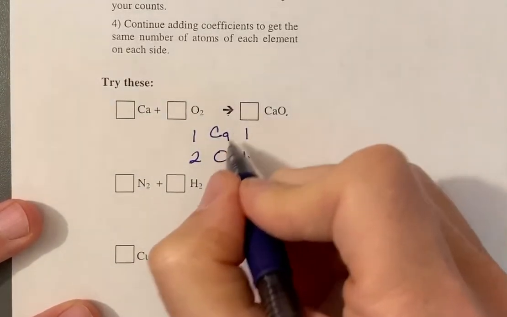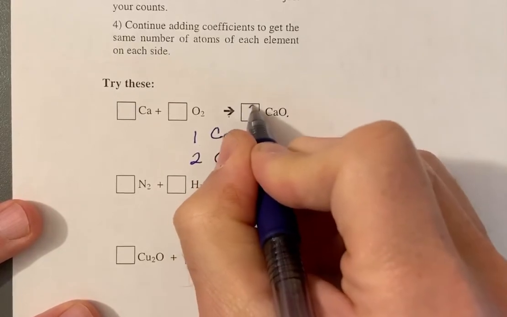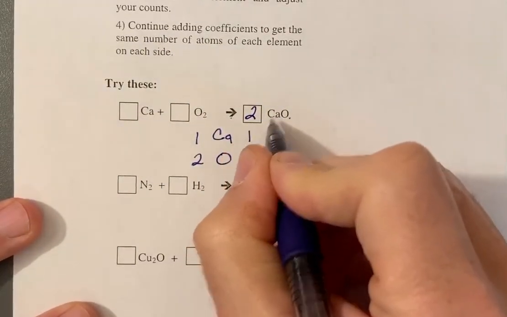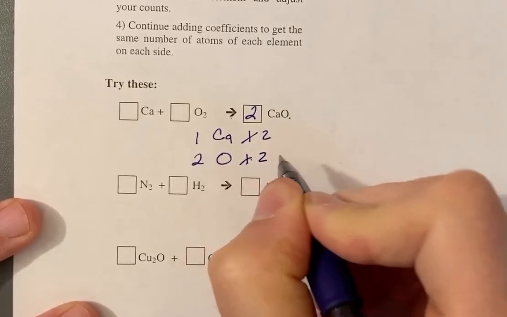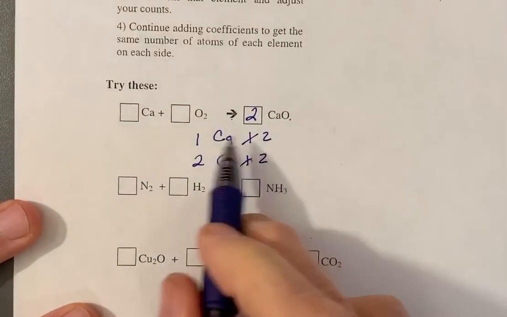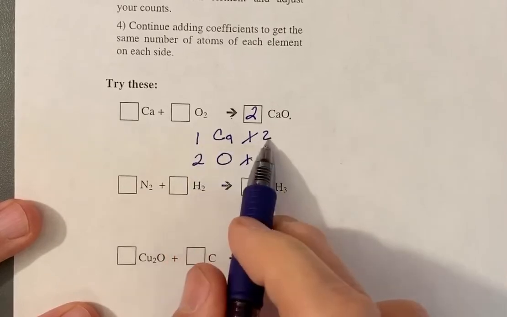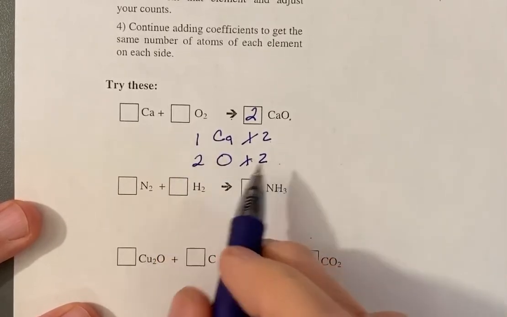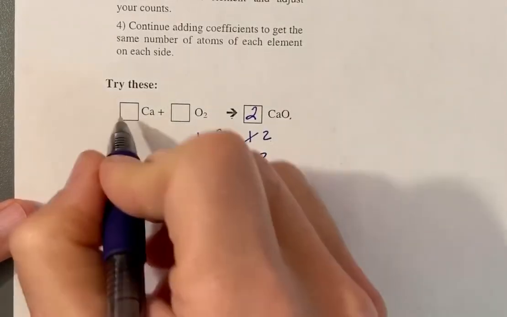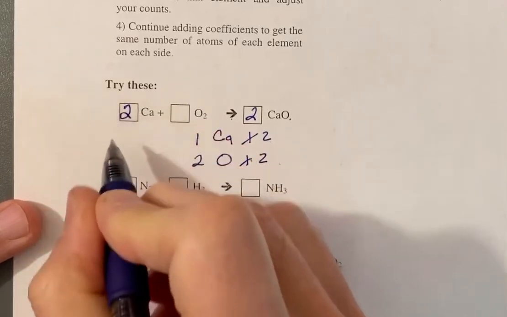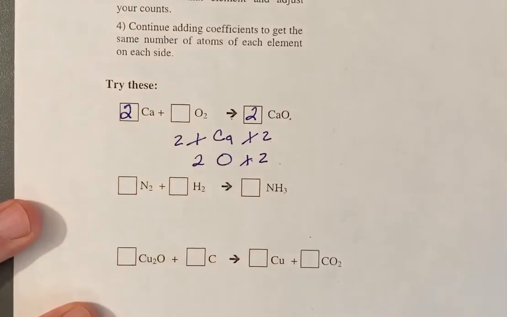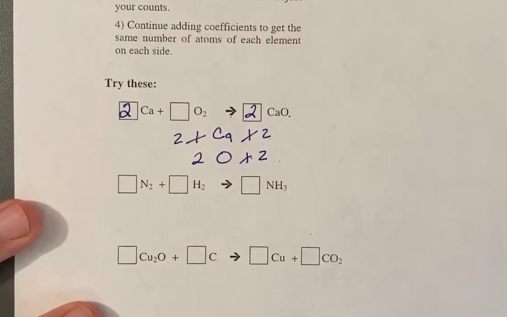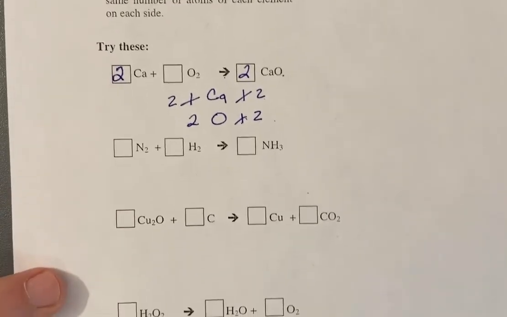So again, we're going to go over here. We need 2 oxygens, so we're going to put a 2 here. That 2 gives us 2 calciums. It also gives us 2 oxygens. We've unbalanced the calciums now, even though the oxygens are balanced. So we have to now go over, put a 2 here to get 2 calciums. Now we have 2 calciums, 2 oxygens. All right, so that's just like the one we did, except with different elements.